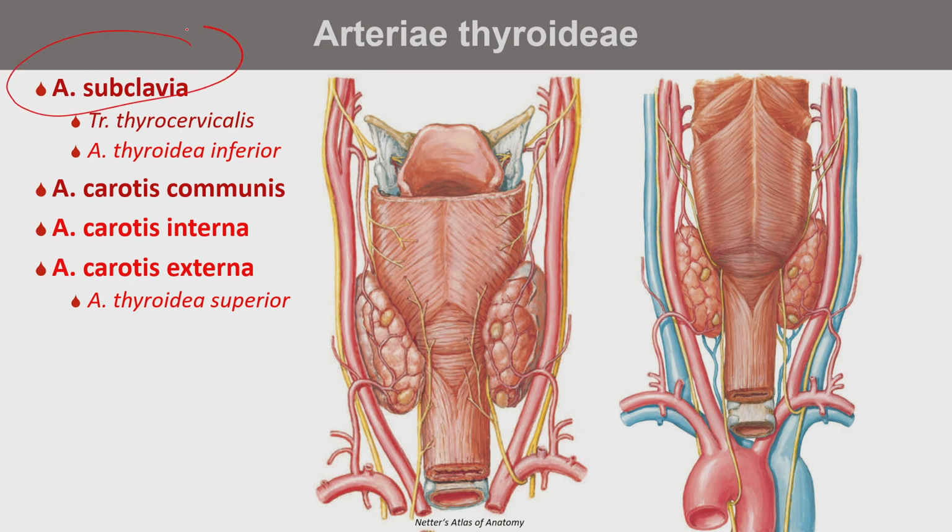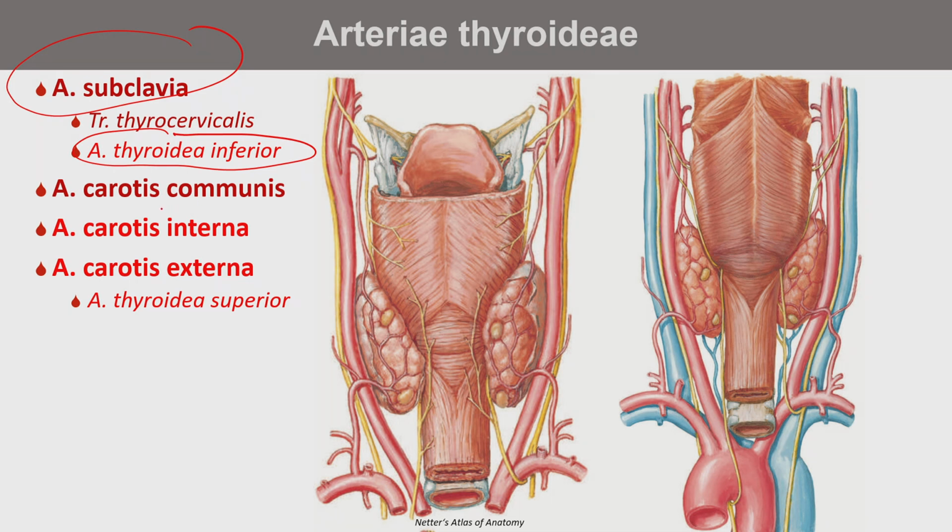So now to the arterial supply. We have a supply from two levels. Thyroidea inferior is a part of the territory of the subclavian artery. If you remember from the first part of the lecture, the thyrocervical trunk is the source of blood for this artery.